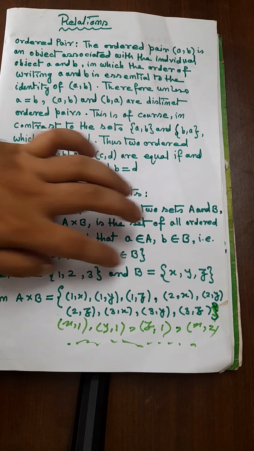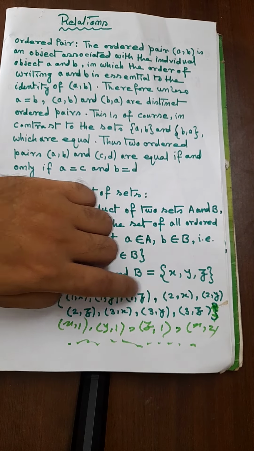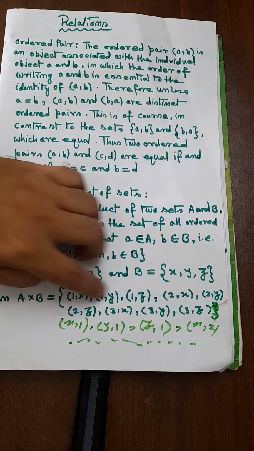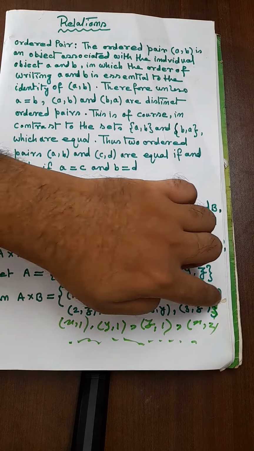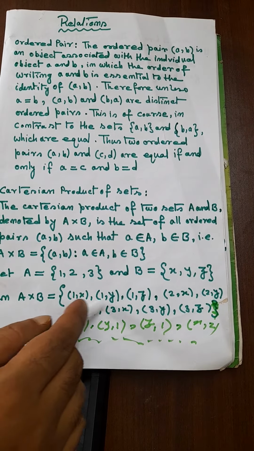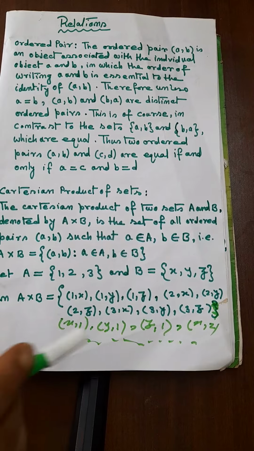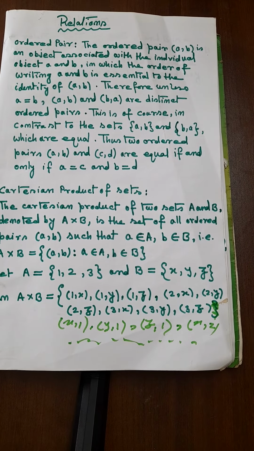If we have two sets A and B, then how can we write the elements? We can write the elements like 1x, 1y, 1z, 2x, 2y. These are all ordered pairs, right? You understand what an ordered pair is. So if you see, we are writing all the ordered pairs. In this way, the Cartesian product can be built.